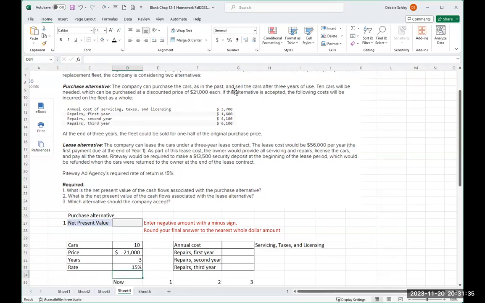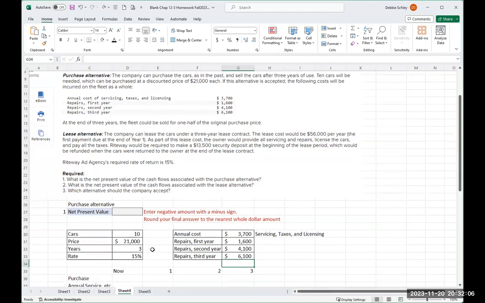So I need all of this information where I can reference it. The annual cost of servicing, taxes and license is $3,700. Repairs the first year, $1,600. Repairs the second year, $4,100. Repairs the third year, $6,100. Okay, so for the purchase alternative, I believe I pulled all of the relevant information out.